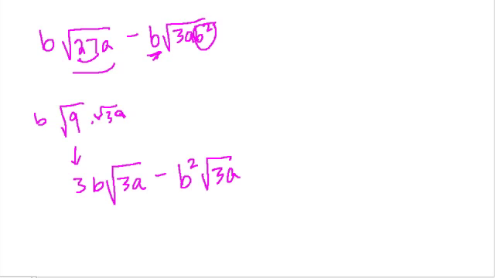So what do we do here? Well, think of if you had 3x minus x, what would that mean? That would mean 2x. So these two radicals are in fact the same. However, the b is not the same. They're different powers. So what we can do is factor out the square root of 3a.